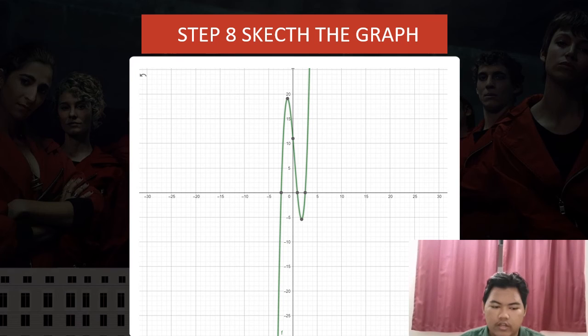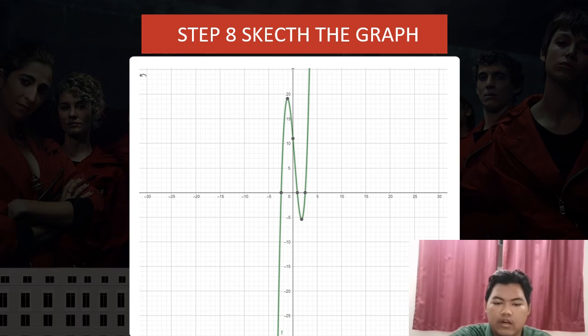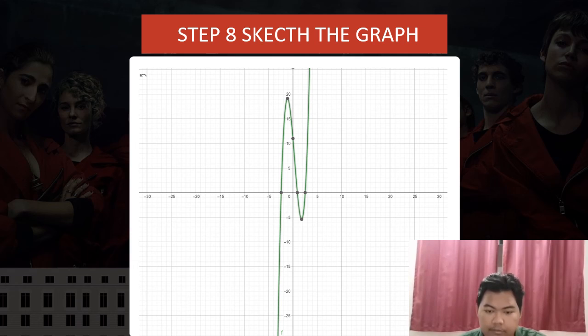Now let's look at the graph. We can see here the graph will look like this. The shape will be this, and the minimum point is 2, negative 9, and this negative 1, 18 will be the maximum point.